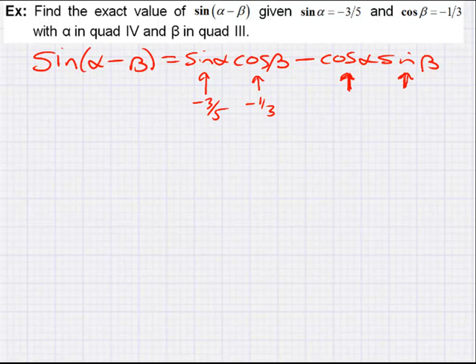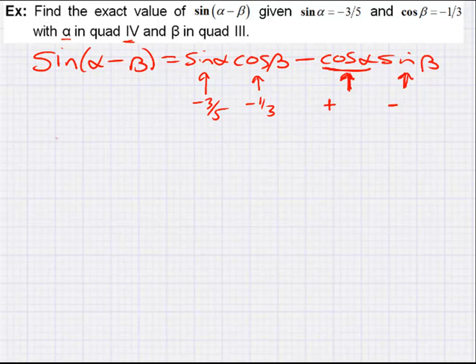What do we know? We know also that alpha is in quadrant 4. If alpha is in quadrant 4, the cosine of alpha has to be positive. Cosine's always positive in quadrant 4. And if beta is in quadrant 3, we know that the sine of beta is negative. Now what's the value? Well, that's where we have to use some other things to do this. But once we find those values, we can plug them in and get our answer.